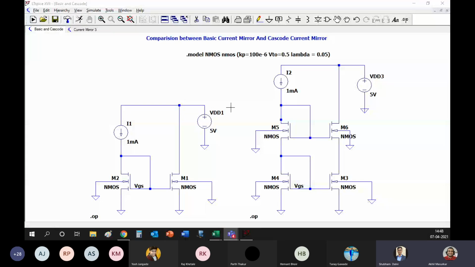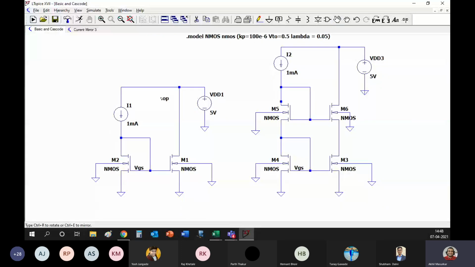Yes, sir. Now these two .OPs got copied, so only one .OP is enough. We can move this .OP from here to here at the top, so we know what all things we are measuring.